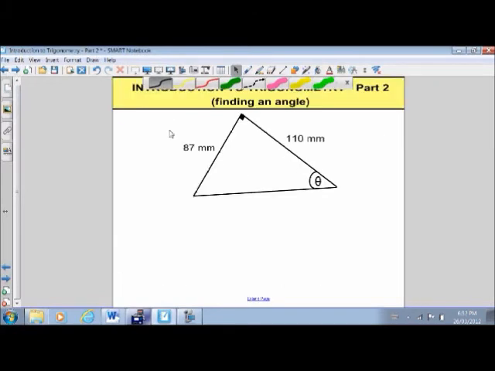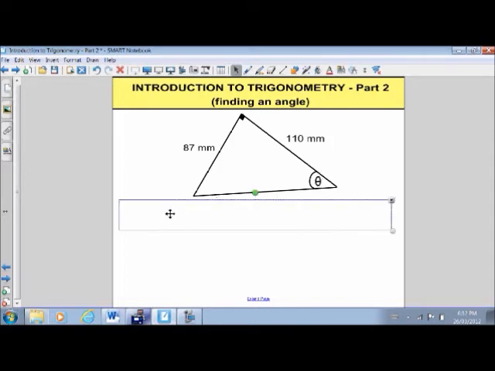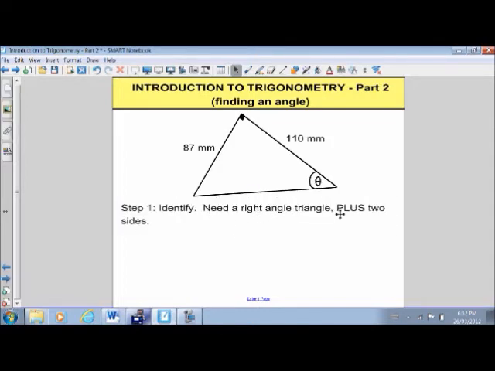Whoops, let's go back. All right. So this one, again, looks a little bit different. We still have a right angle triangle. We still have 2 sides of the right angle triangle. We're trying to find the angle theta down here. And we can look at our step 1. We need a right triangle. Got that. Plus 2 sides. We got that.